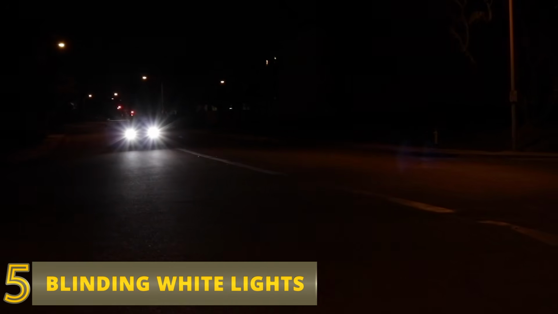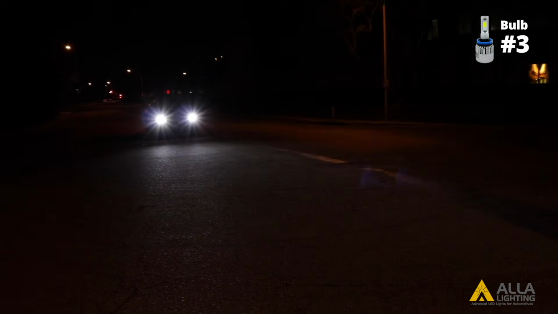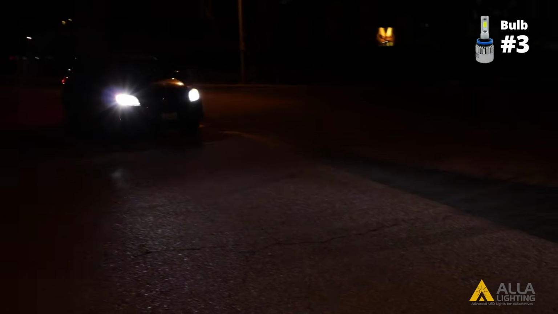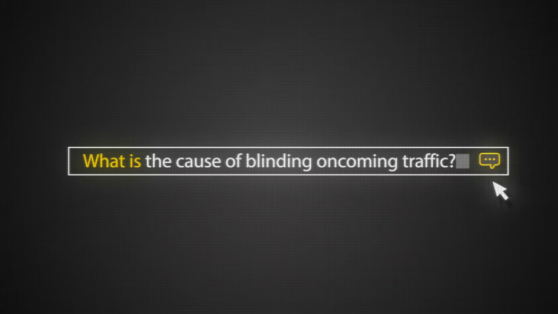Bright and white is best. What's wrong with white color LED headlight bulbs? The excessive brightness may blind oncoming drivers, increasing the risk of a crash if designed or installed improperly. What's the cause of blinding oncoming traffic?